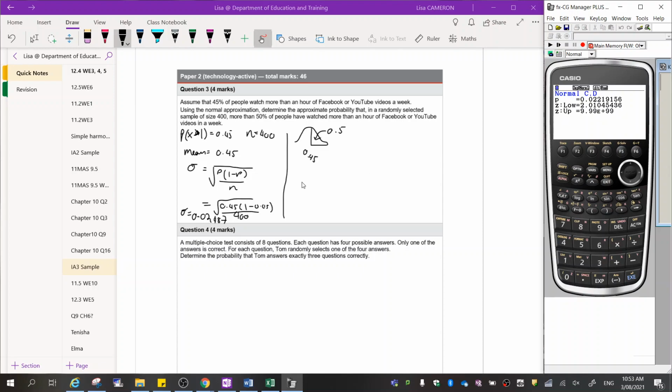Okay, so that gives us a probability of 0.02219. Okay, and I would assume that we're getting that because we've got a slight rounding error in there as well.